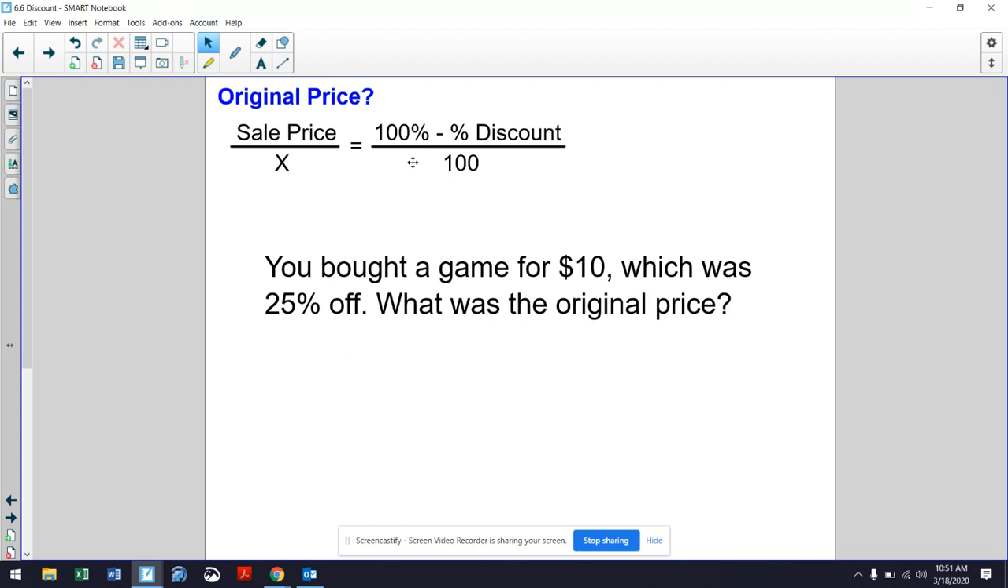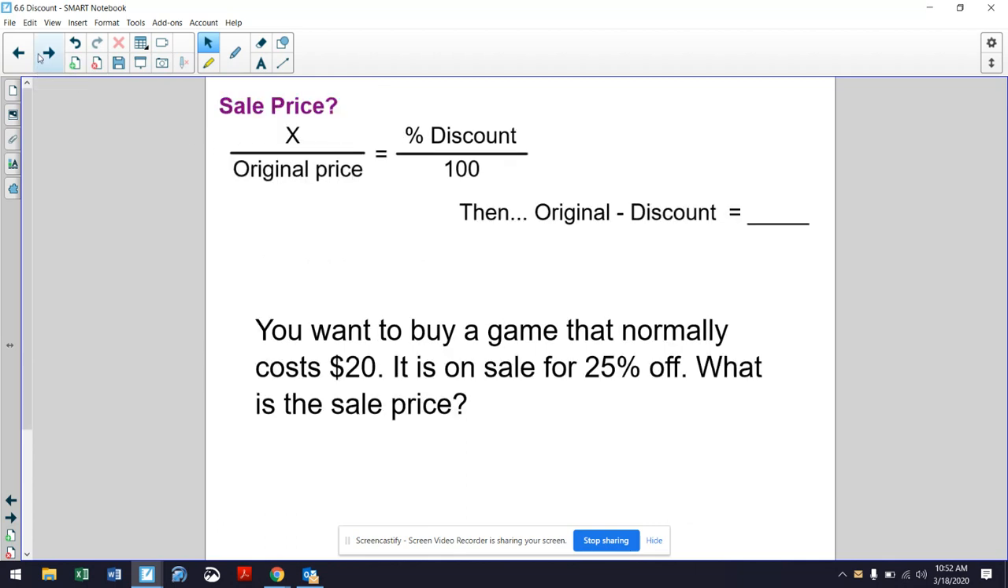So an example of that would be you bought a game for $10, which was 25% off. What was the original price of that game? So to find that, you would just subtract the discount that you got from 100. So in this case, it'd be 75 over 100 on the right side of our formula here. And then on the left side, you would put your sale price in, which we got it for $10, and then your variable X would represent the original price. And we would just use cross multiplying to solve for X. We'll look at this with some examples later.